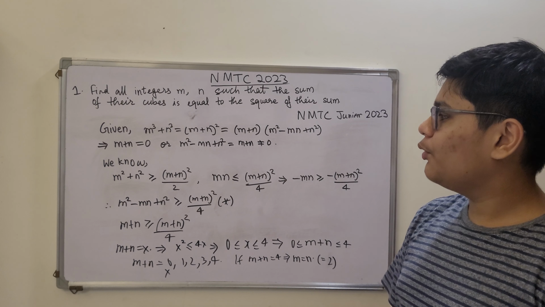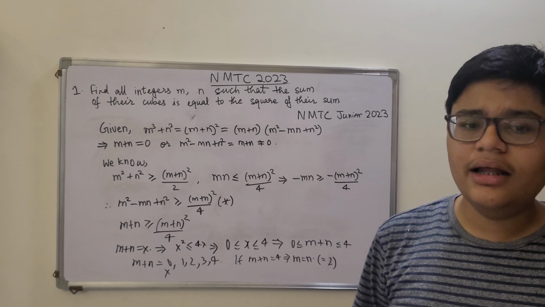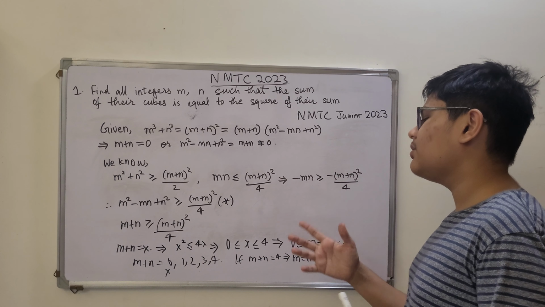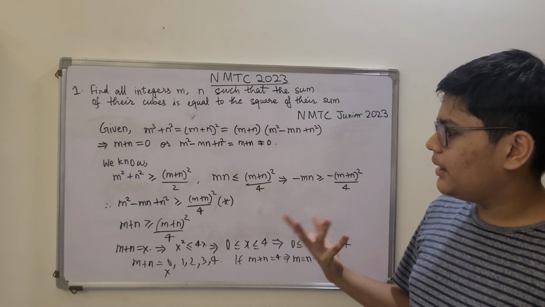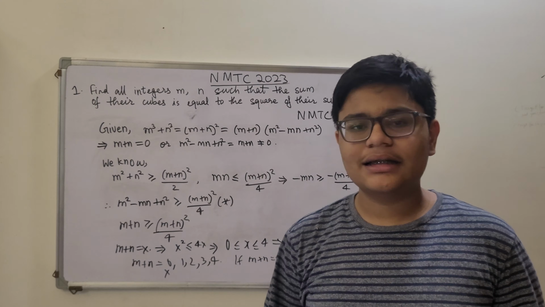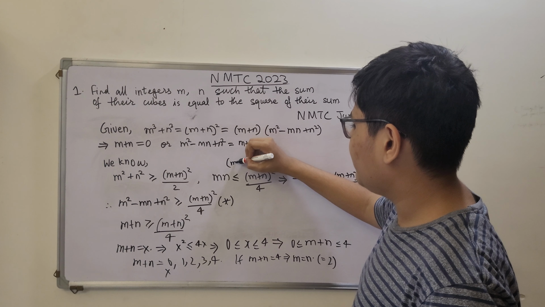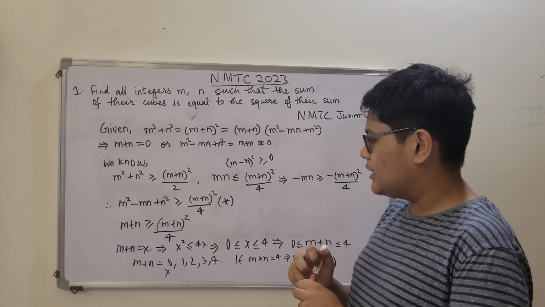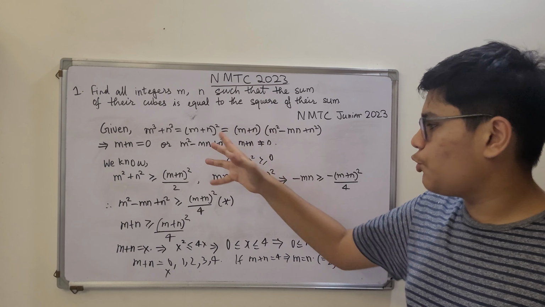We know that m squared plus n squared is greater than or equal to m plus n whole squared divided by 2. And we also know that mn is less than or equal to m plus n whole squared divided by 4. The basic idea for these two inequalities is that if you expand them out, you will get the basic inequality that m minus n whole squared is greater than or equal to 0. So these two statements are equivalent to this statement, and this is obviously true.